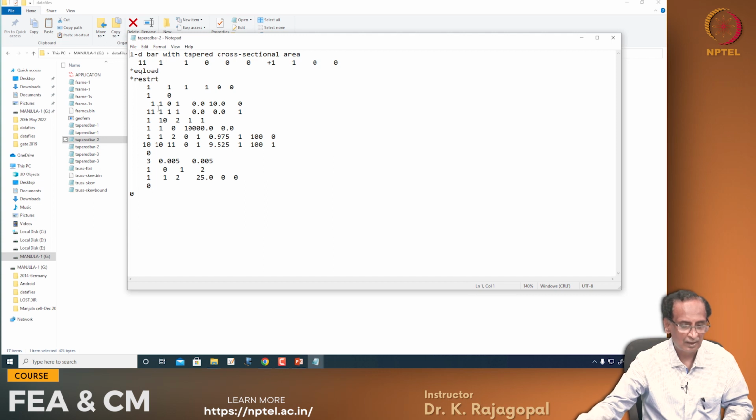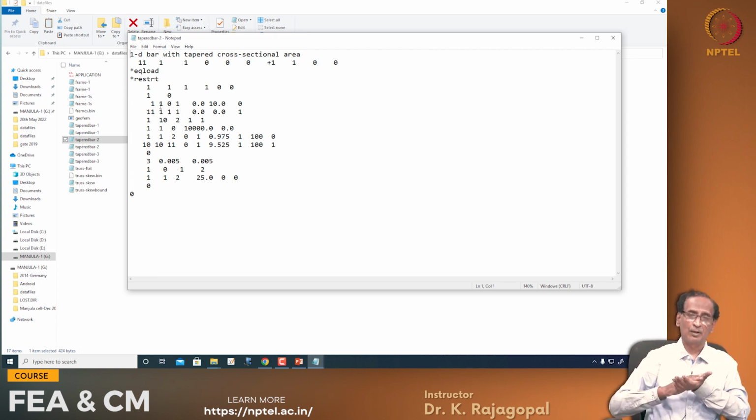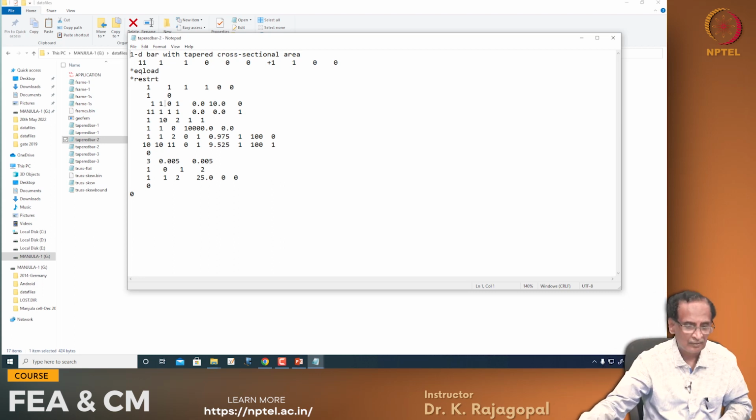Here we have 11 nodes, 1 to 11. It is a one dimensional problem with the displacements only along the y direction, so in the boundary conditions itself I have eliminated all the other degrees of freedom. At node 1 we are allowing the vertical displacement. Node 11 is a fixed node, and node 1 is at a height of y of 10, and node 11 is at 0.